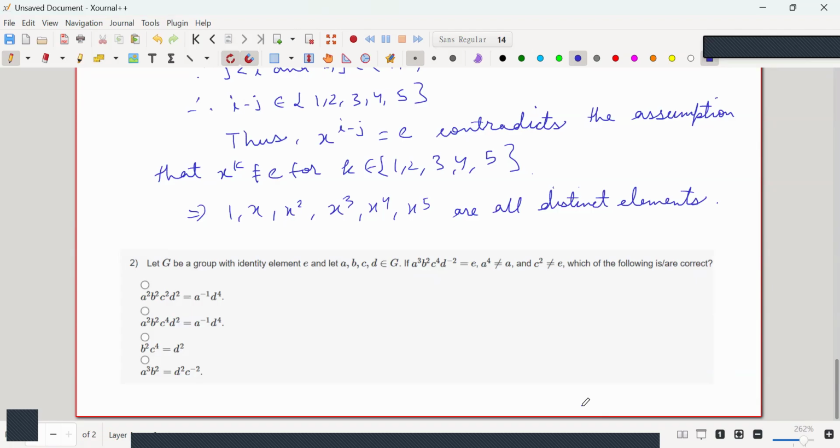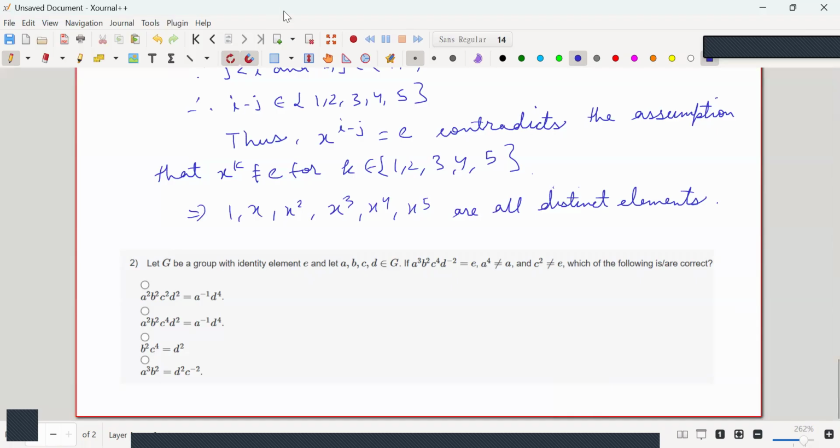So let's see this. It says let G be a group with identity, and there are given four elements from the group A, B, C, D, satisfying some relations. So it is saying A cube B square C4 D minus 2 is identity, and A4 is not equal to identity. Also C square is not identity. So which of the following is or are correct?